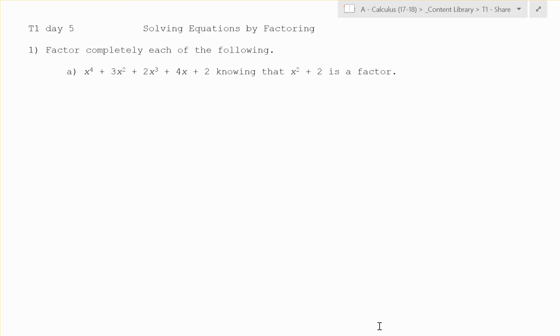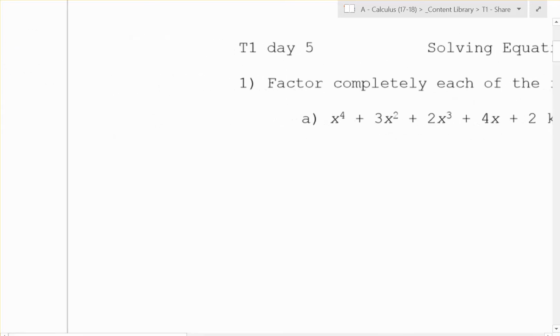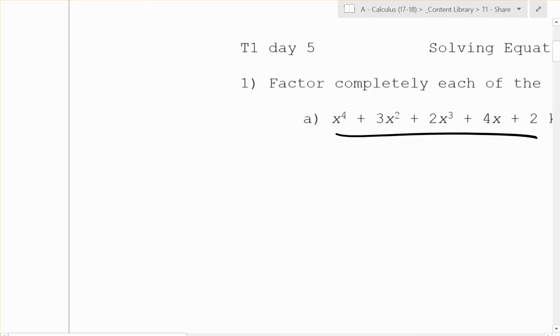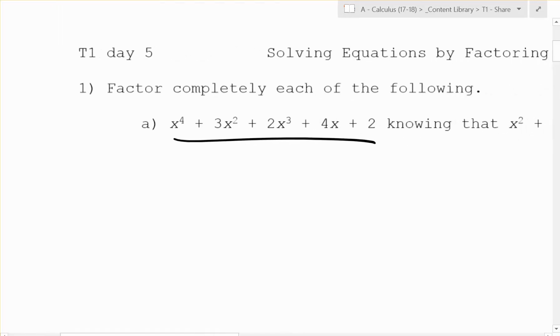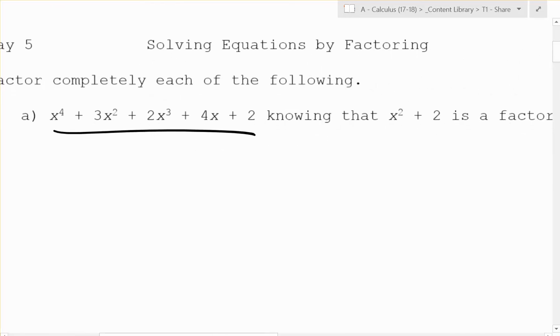I'm particularly excited because today we get to expand our factoring abilities. If I just gave you a polynomial like this one right here without any other information and said factor that thing right here, it might not go too well because it's pretty big and we don't have a way of kind of cracking it open.